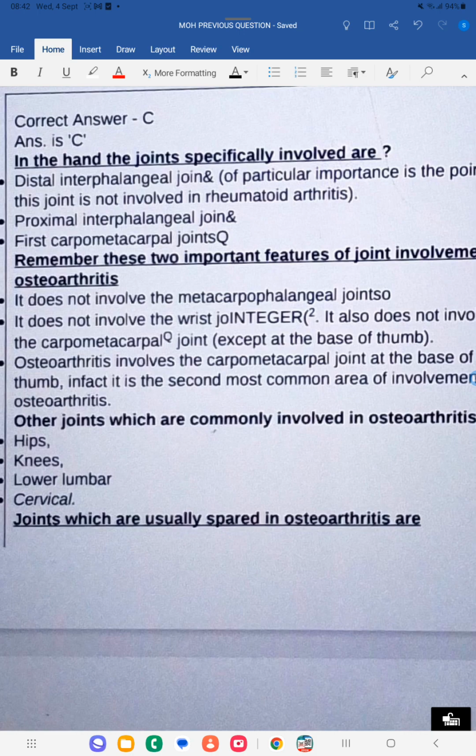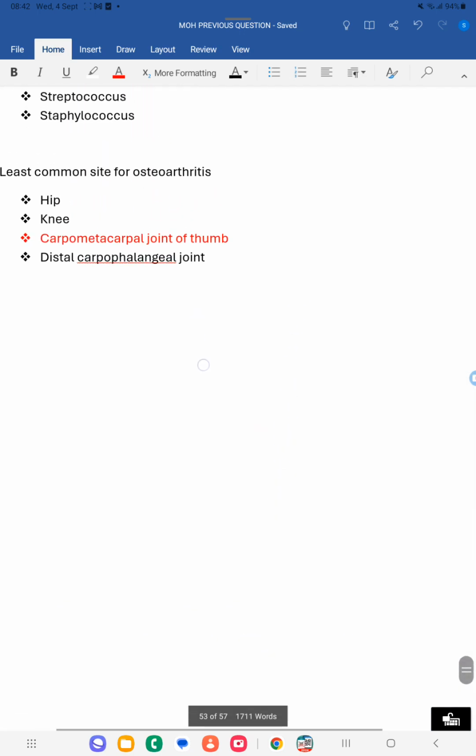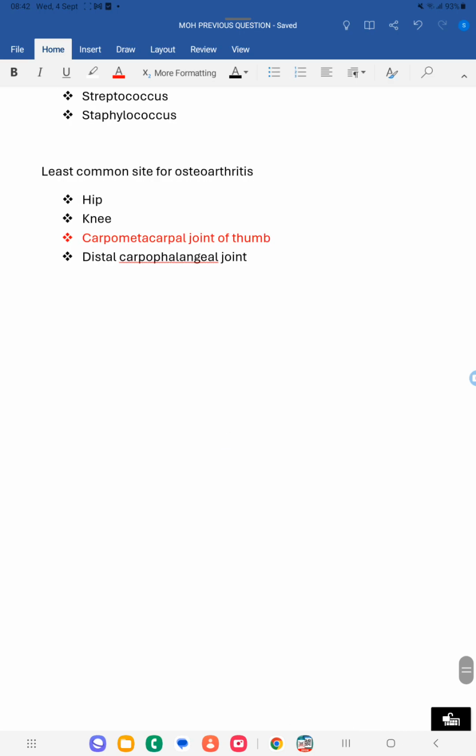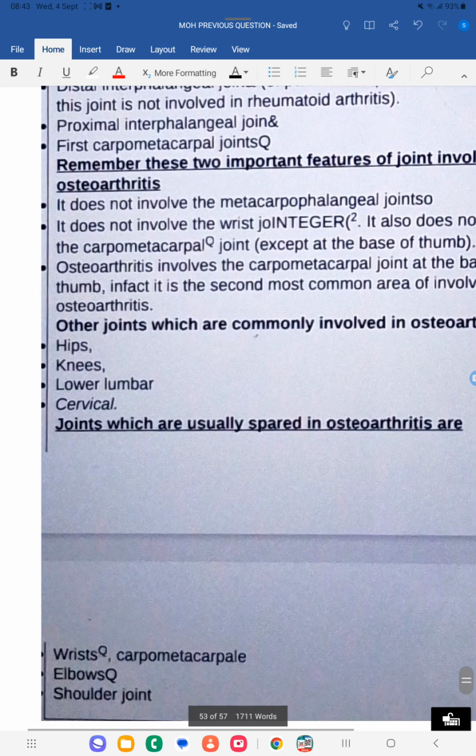Commonly you will get it in the hip joint, knee joint, and distal interphalangeal joint. The proximal interphalangeal joint too, these are the first joints. First of all you will get the OA condition there, then when it becomes chronic you will get it in the carpometacarpal joint at the base of the thumb. So that's why the answer for the least common site is the carpometacarpal joint of the thumb area. In the starting time, hip joint, knee joint, and distal interphalangeal joints are affected first. The carpometacarpal joint will be affected, but it takes a little more time, like in the second wave.